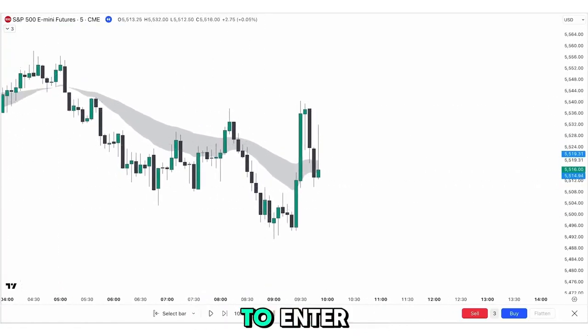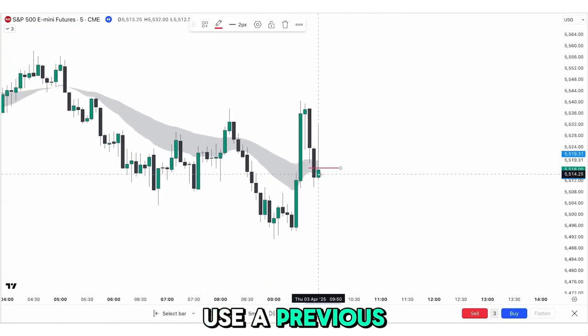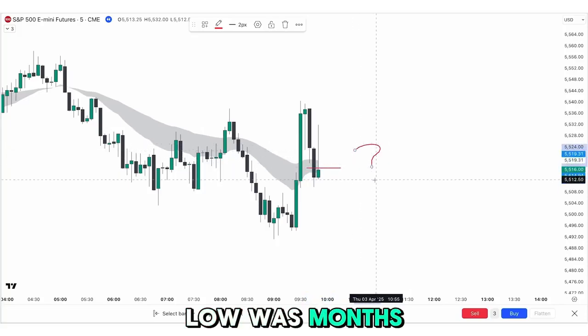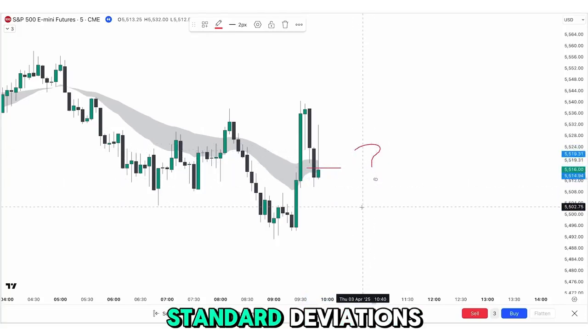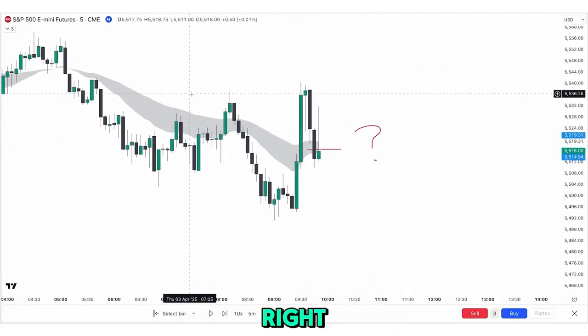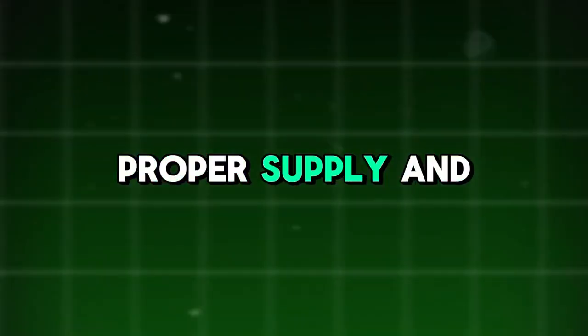How exactly do we know when to enter and where to target? Do we use a previous low? What if that low was months ago? Maybe Fibonacci or standard deviations? There's got to be something better, right? Well, there is, and that's using proper supply and demand levels.